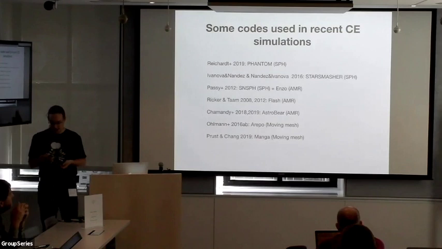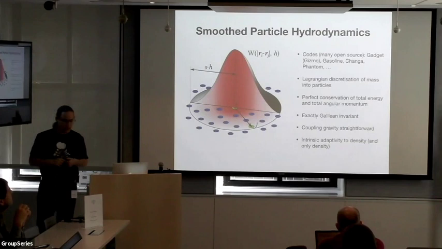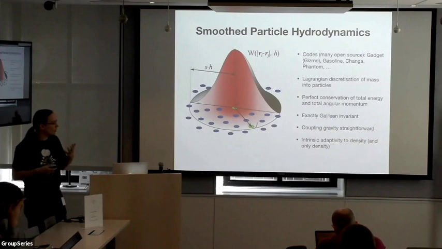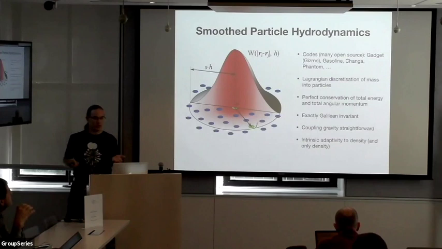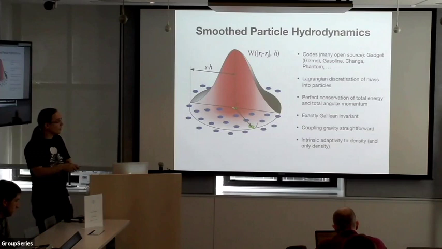Okay, so let's look at these three types of numerical schemes a little bit more. Let's look first at smoothed particle hydrodynamics. There are many reasons to use SPH, but one of the reasons is definitely that there are quite a number of efficient codes publicly available that you can just download and set up your own SPH simulation and run it. So how does this work?